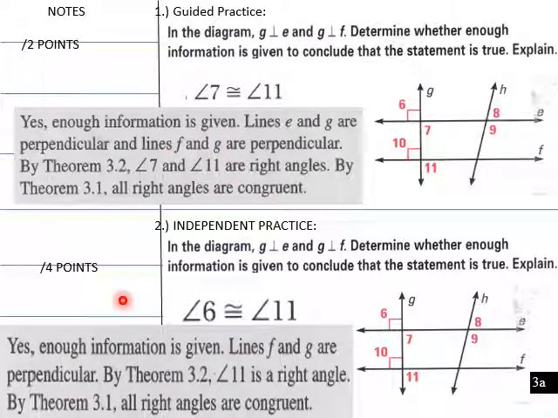And then down here, students, your lucky day. Yes, enough information is given. F and G are perpendicular, so by 3.2, angle 11 is a right angle. By 3.1, all right angles are congruent. So they are congruent. Angles 6 and 11 are congruent.